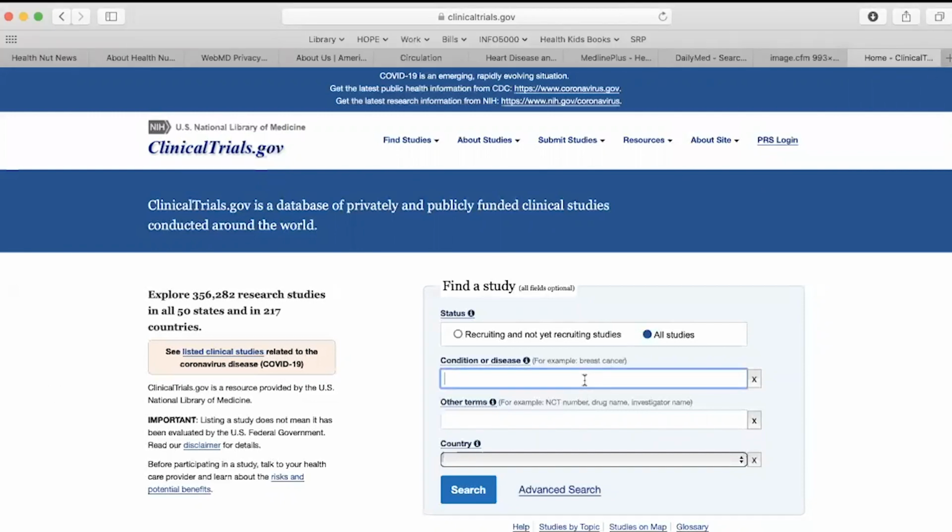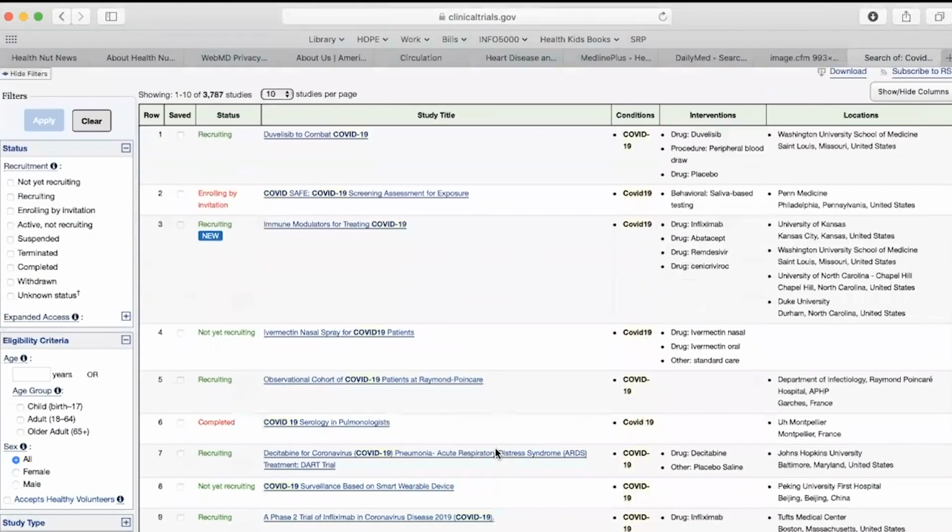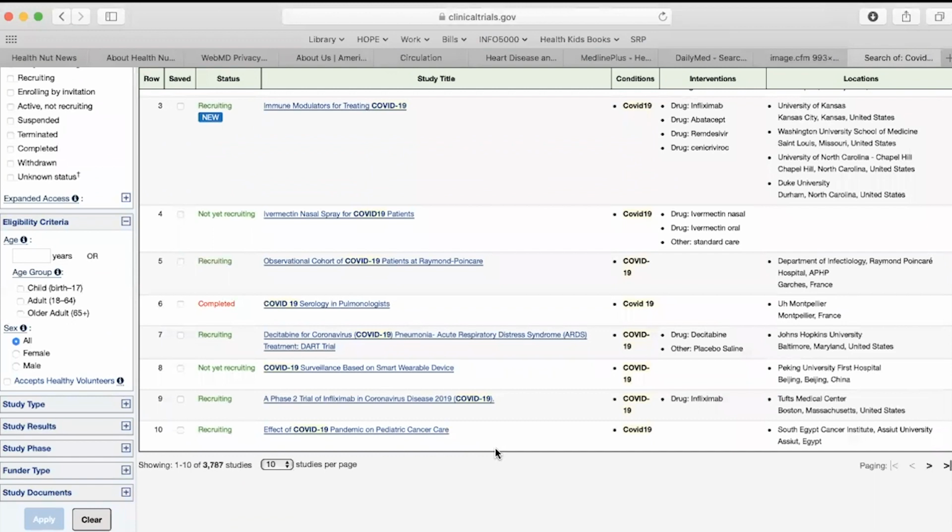So you could put in a condition, say COVID-19, do a search, and see all of the different studies that are currently happening. There's over 3,700 at this point.